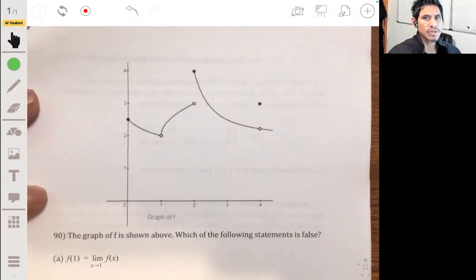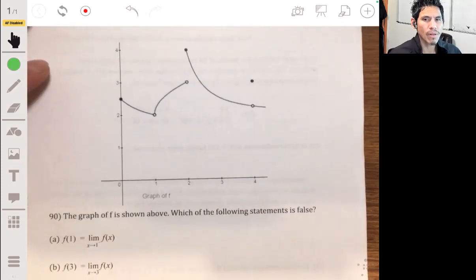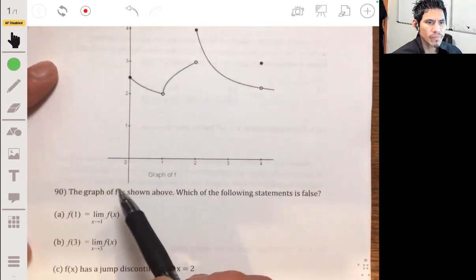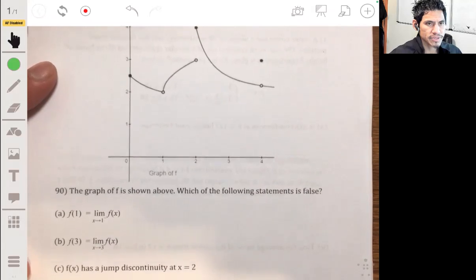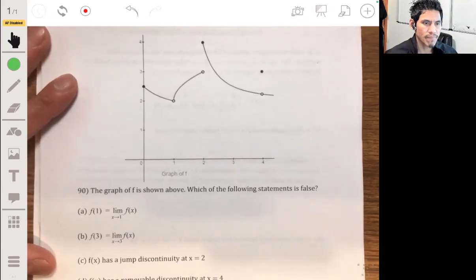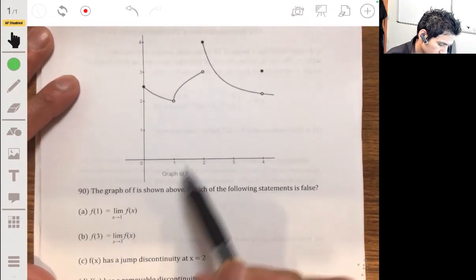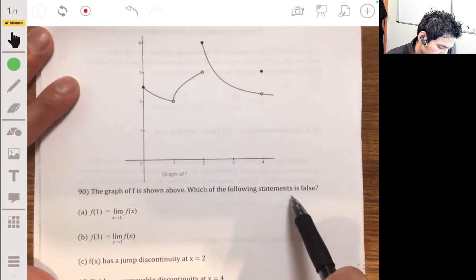And the last one. Let me zoom out so we can see the whole thing more easily. The graph of f is shown here. Which of these statements is false?